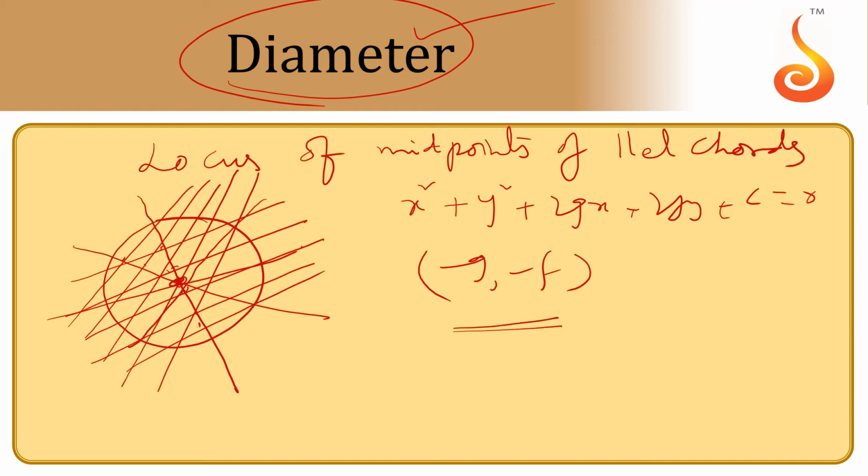So there is no rule that in every figure the diameters should be concurrent. We will see in the parabola that the locus of midpoints of chords, the diameters, are not concurrent.